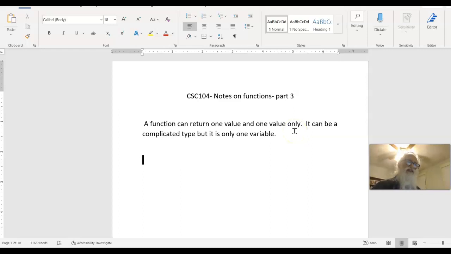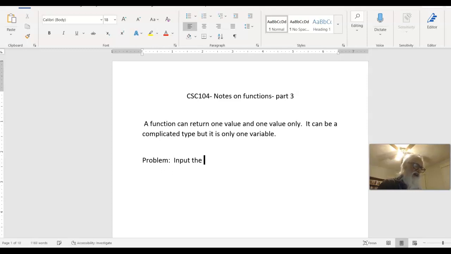A function can return one value, and one value only. We'll find it can be very complicated. As we start looking at classes in a few weeks, we can return an object that has a lot of parts to it, but we can only return one thing. So, what if I want a function to do more than that? Here's the problem I would like to solve.